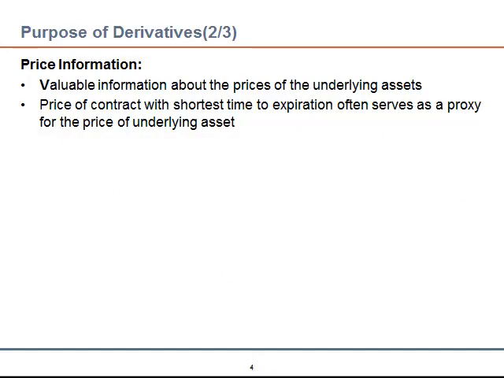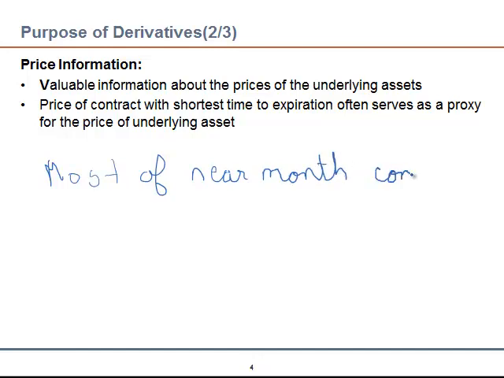The second purpose of derivatives is to provide price information. Derivatives usually help in understanding the market sentiment about the underlying assets. For example, let us say that most of the near month contracts. Now, what are near month contracts? Near month contracts are the contracts that have the shortest time to expiration.